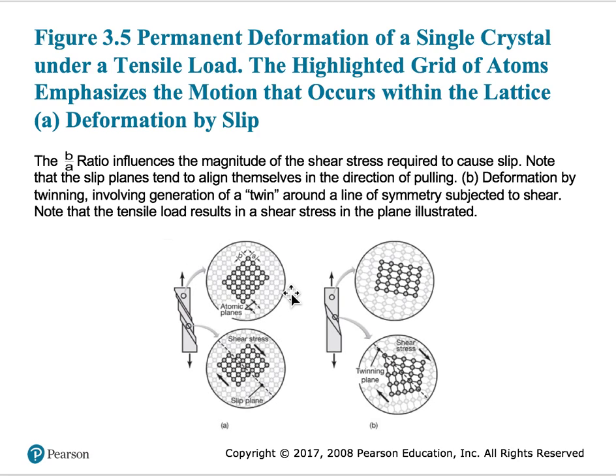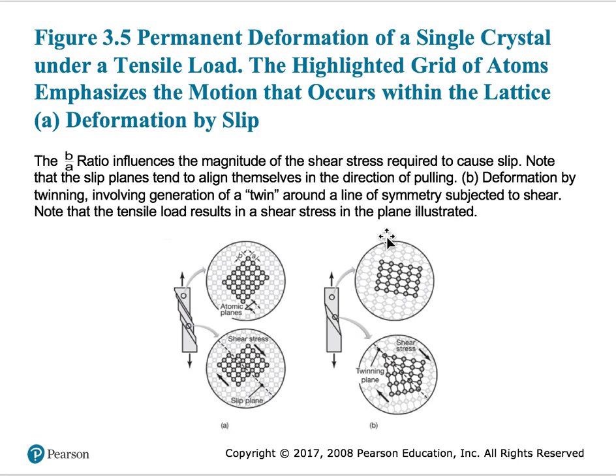atoms. And you do not know where those atom planes are going to be. They can be at an angle to this tensile loading axis. So those atoms will tend to move along certain preferred directions and orientations. There are two ways in which these crystalline materials can deform. One is by a process called slip, and the other is a process called twinning.